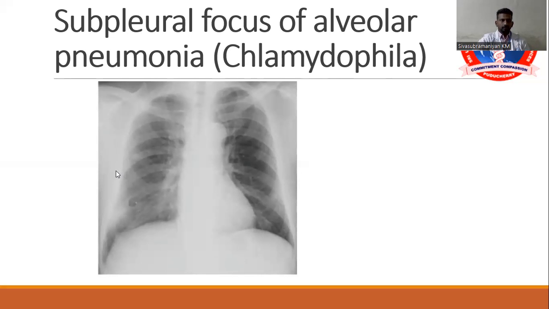Again, we have a focus of chlamydophila pneumonia in the subpleural region. I hope you can all appreciate the opacity in the periphery of the right lower zone of the lung, and you can see that the rest of the lungs appear unremarkable. So this is an alveolar pneumonia caused by chlamydophila.